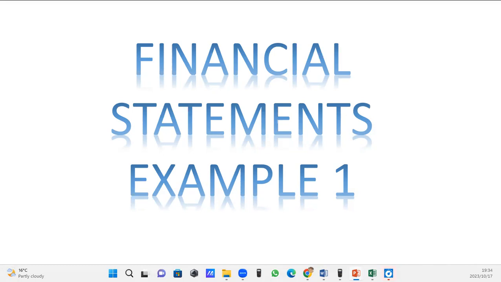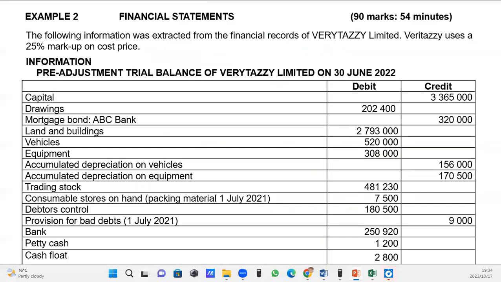I am going to do financial statements for grade 10 accounting. We've got the pre-adjustment trial balance, and we are given information extracted from the financial records of Veritasi Limited. Veritasi uses a 25% markup on cost. That information is very, very important. I would advise you to highlight it.